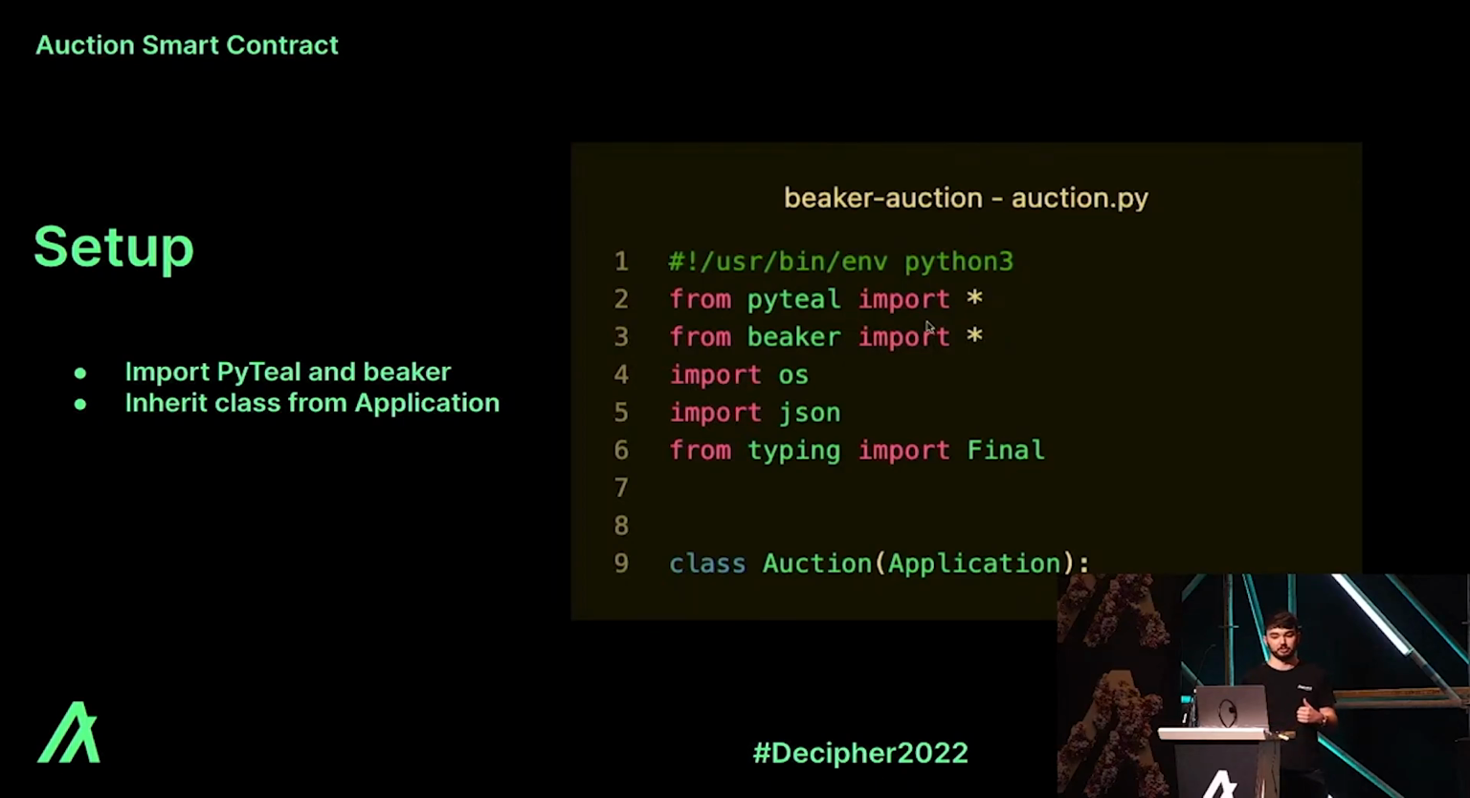Then we also have some other imports for writing files. And then finally, we get started by creating our class. The class inherits from Application, which is provided by Beaker, and this gives us a lot of helper functions and allows Beaker to know that this is a smart contract that we're writing.